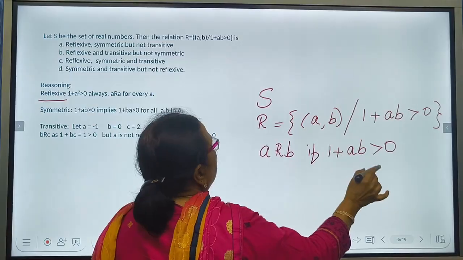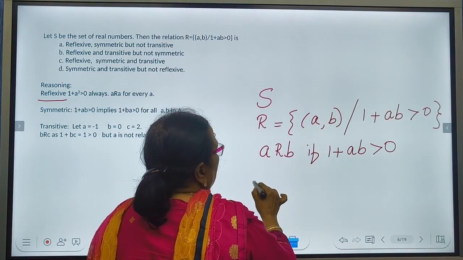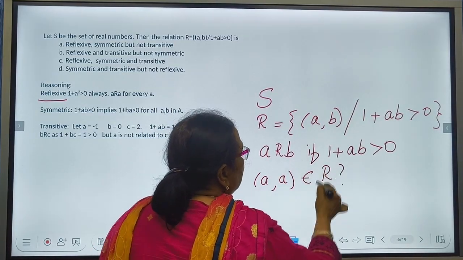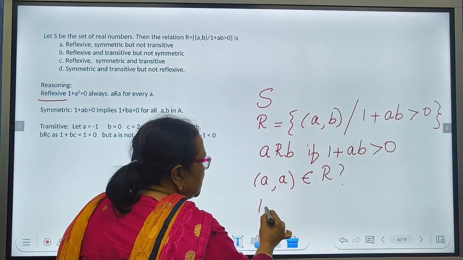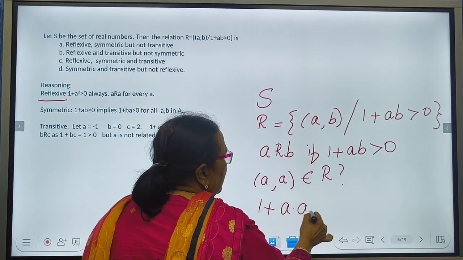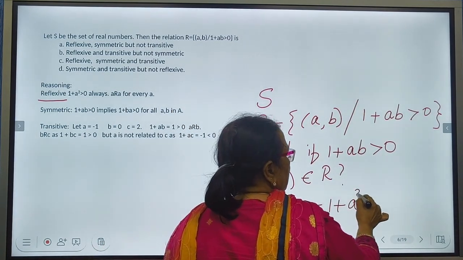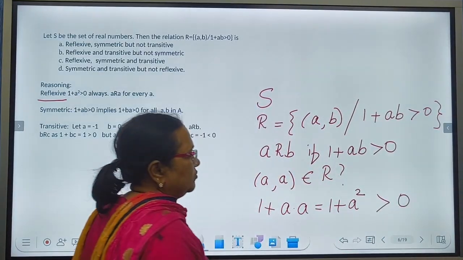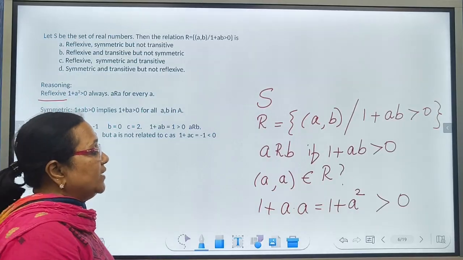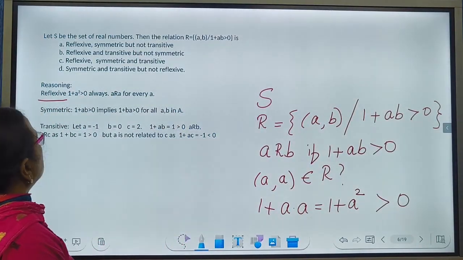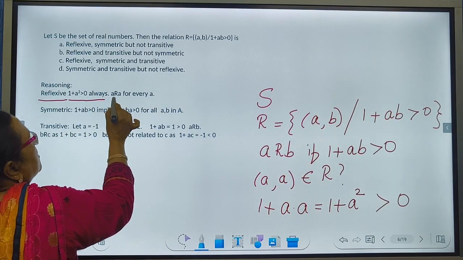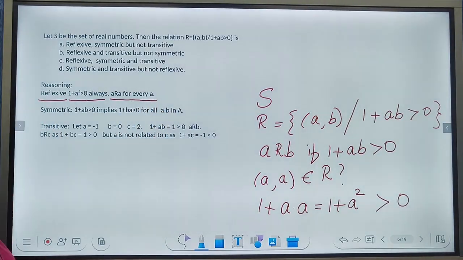So, choose any A from the set of real numbers. Look at A comma A. Does it belong to R for every choice of A? Now, consider 1 plus A into A, which is 1 plus A square. A square being a square is always positive. So, this is greater than 0. So 1 plus A square is greater than 0 for every choice of A. So A is related to A for every choice of A.